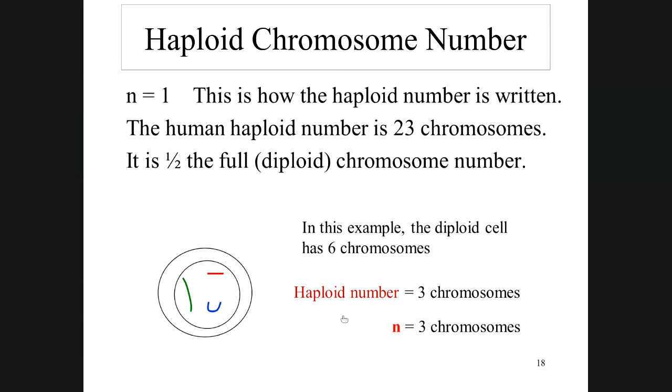So N is 3. This is what an egg or a sperm would have. One green chromosome, 1 red, and 1 blue. That's the haploid number. That's what your eggs and sperm would be like. They have 23 chromosomes each. And when fertilization occurs, when the sperm combines this nucleus with the nucleus in the egg, that's 23 plus 23, that's 46. So the diploid number is reestablished at fertilization.